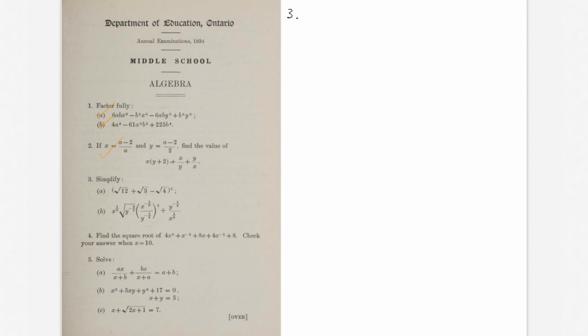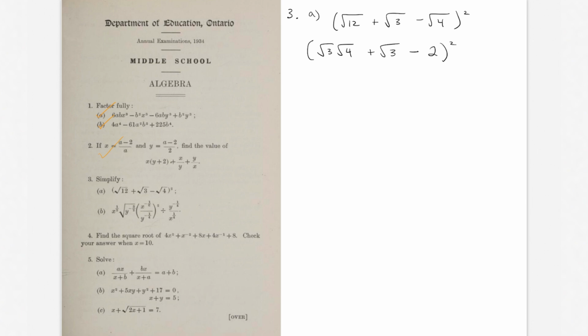Now let's move on to question number 3. Here we were just asked to simplify the expressions. 3a was just a radical expression. It says (the square root of 12 plus the square root of 3 minus the square root of 4), all raised to the power of 2.